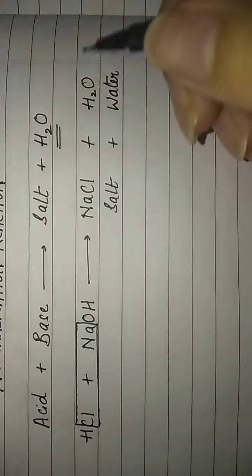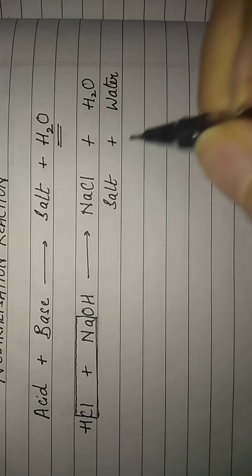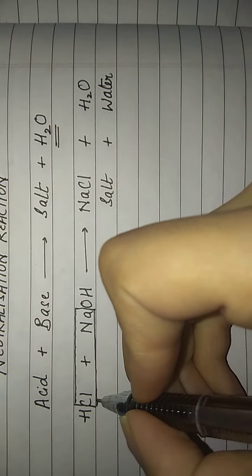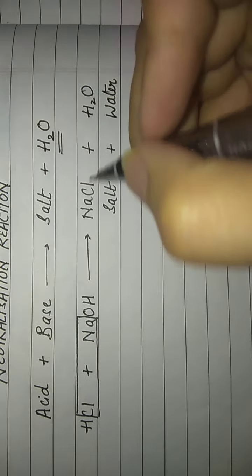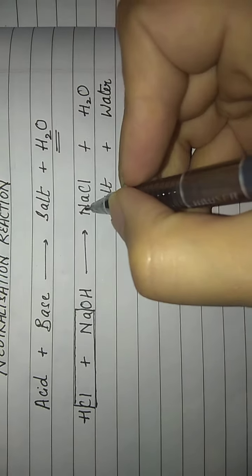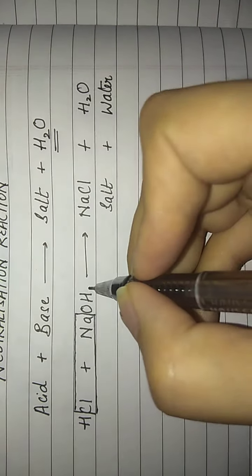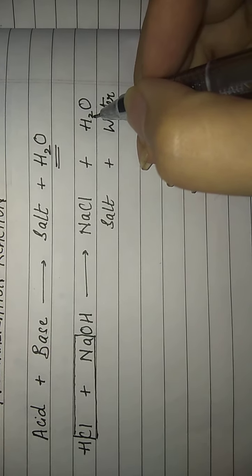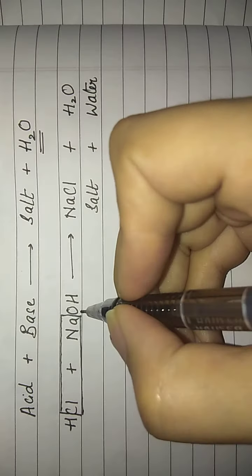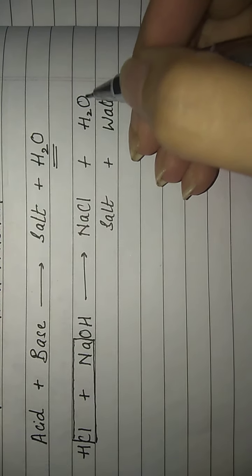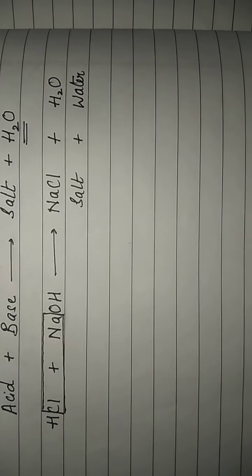Okay, now let us see whether this equation that we have just written is balanced or not. I have one Cl on the left, one Cl on the right, one Na on the left, one Na on the right. I have two hydrogens on the left, one here and one here, two hydrogens on the right. This is again balanced, one oxygen on the left and one oxygen on the right. So this equation is balanced. We leave it like this.